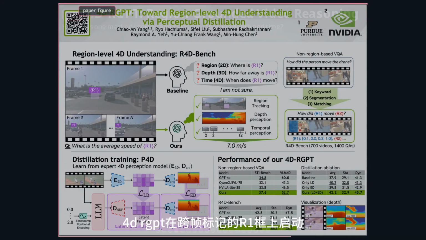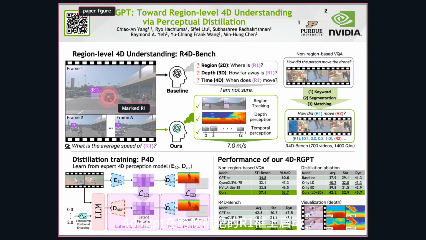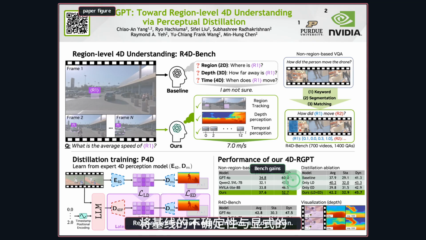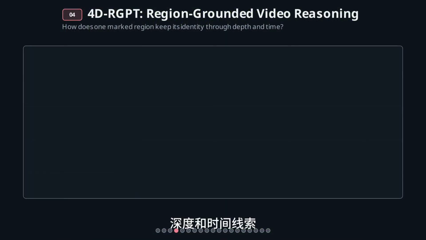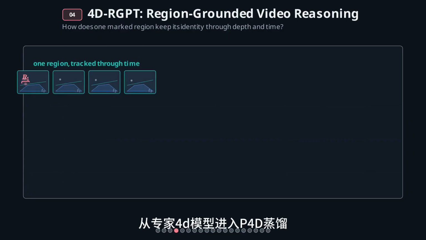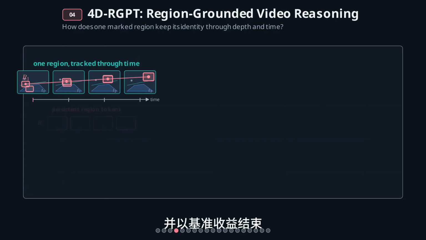4D-RGPT starts on the marked R1 box across frames because the question is not captioning a whole video, but keeping one region grounded through 2D, 3D, and time. The callouts contrast the baseline's uncertainty with explicit depth and temporal cues, drop into P4D distillation from an expert 4D model, and end on benchmark gains.